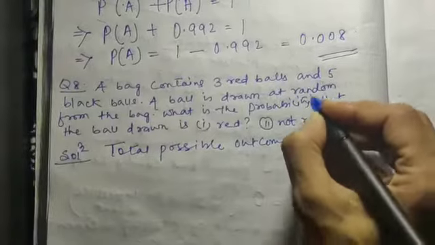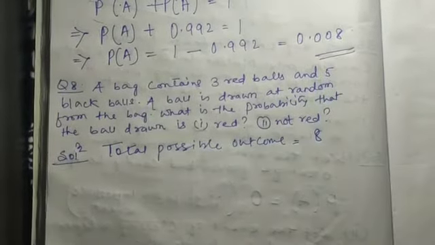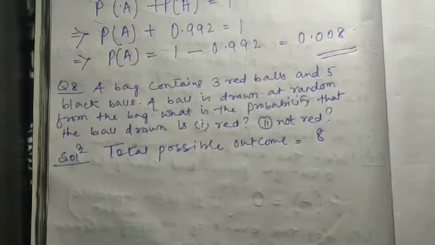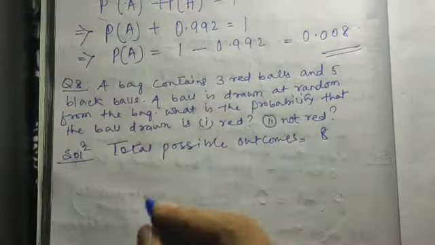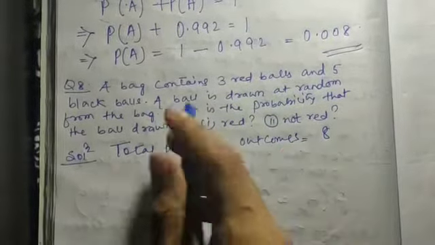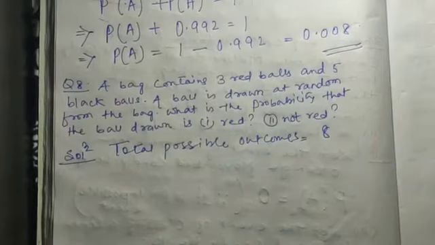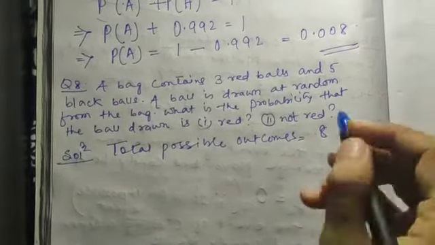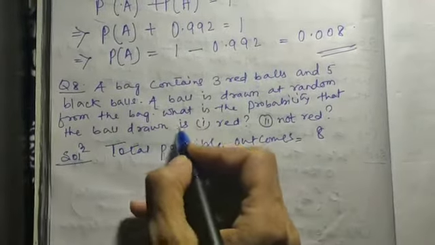Okay. So that is 8 balls. 8 is the total possible outcome. Right? Okay. Fine. Now a ball is drawn at random from the bag. From that bag, one ball is drawn randomly. What is the probability that the ball drawn is red?